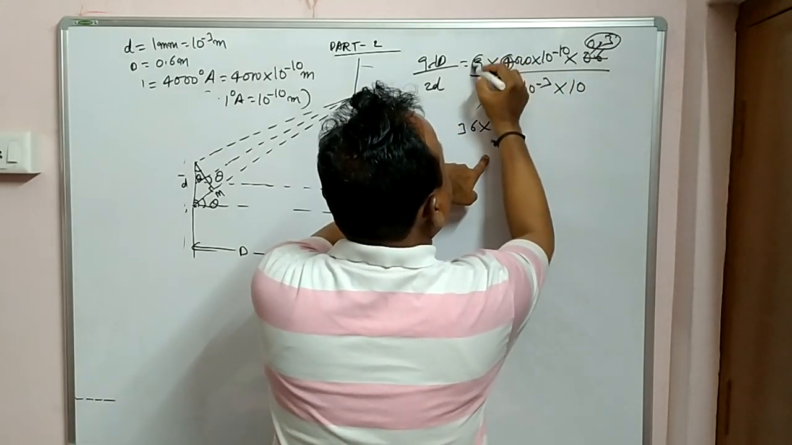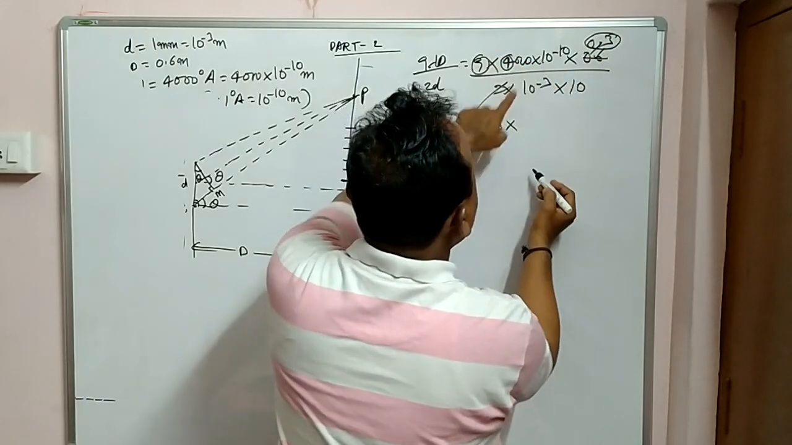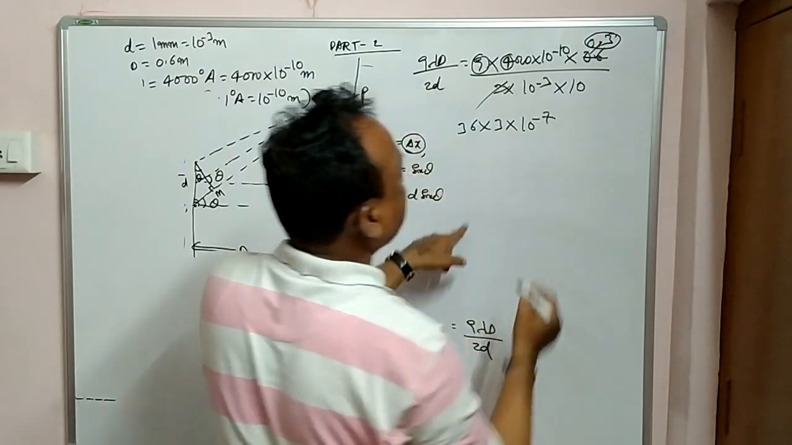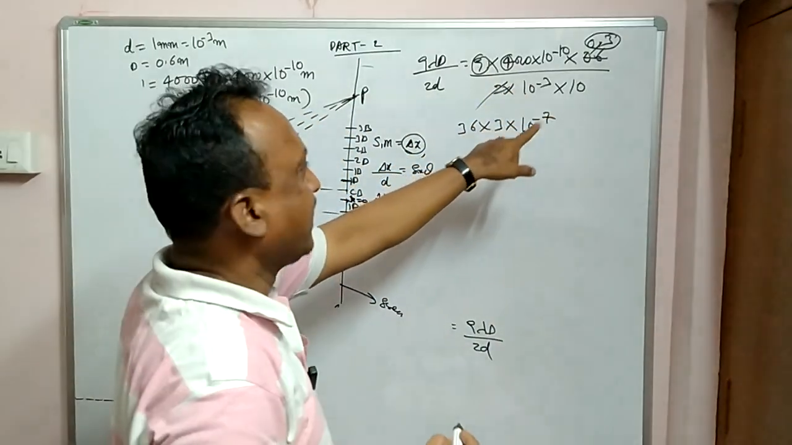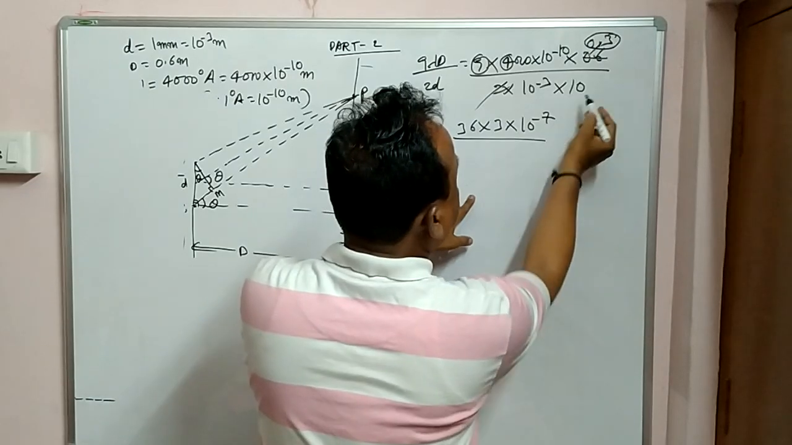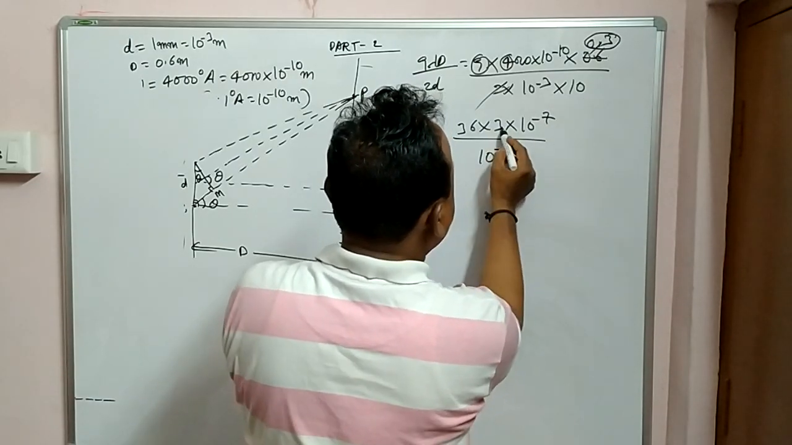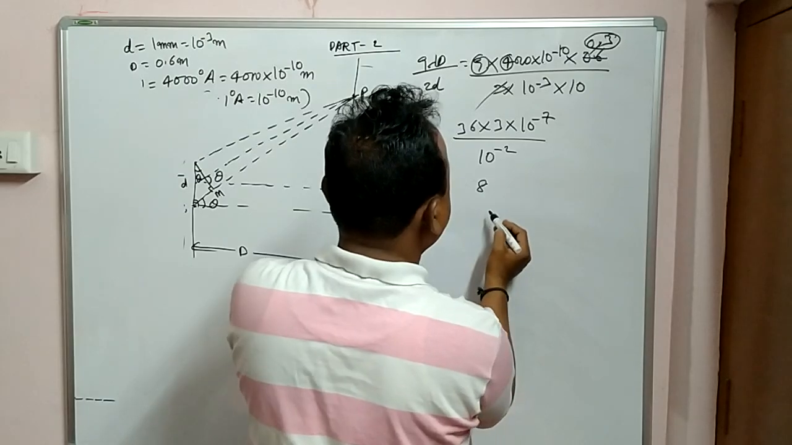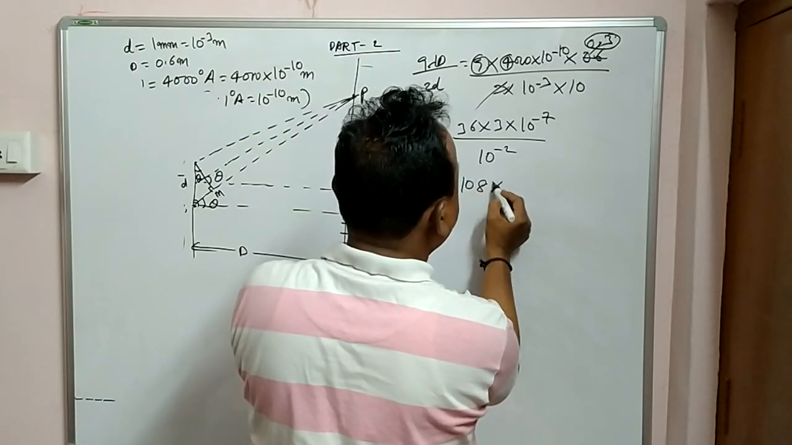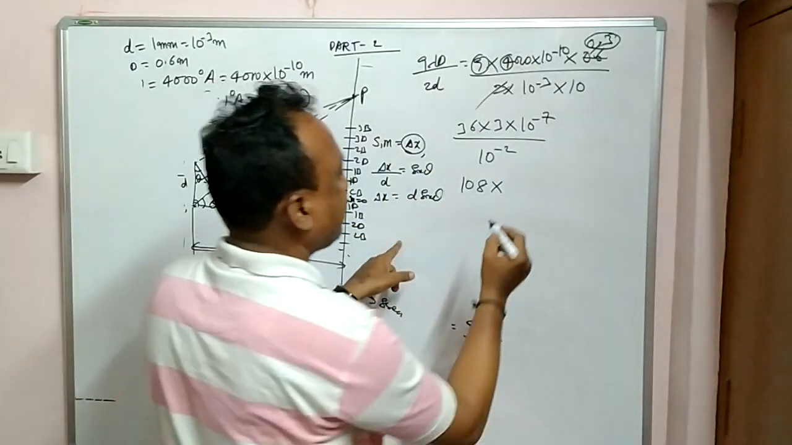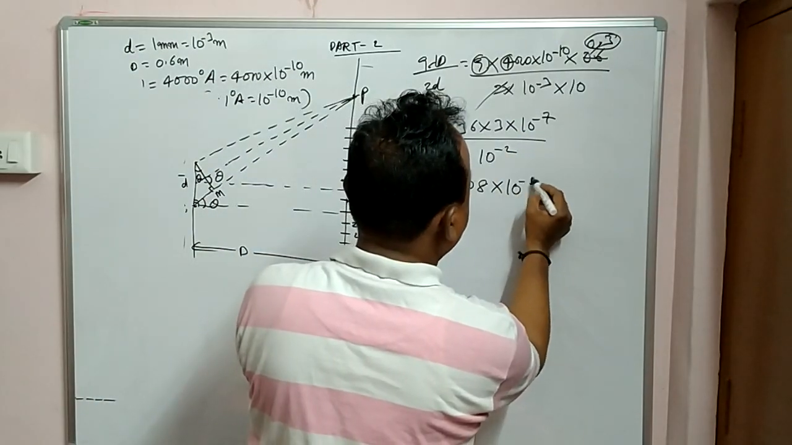9 fours are 36, into 3 into 10 cube and 10 power minus 10, 10 power minus 7. Minus 10 plus 3, minus 7. And in the denominator, minus 3 plus 1, minus 2. 3 sixes are 18, 8, 1, 3 are 9, 10. 108 into 10 power minus 2 on top, plus 2. Plus 2 minus 7, minus 5.